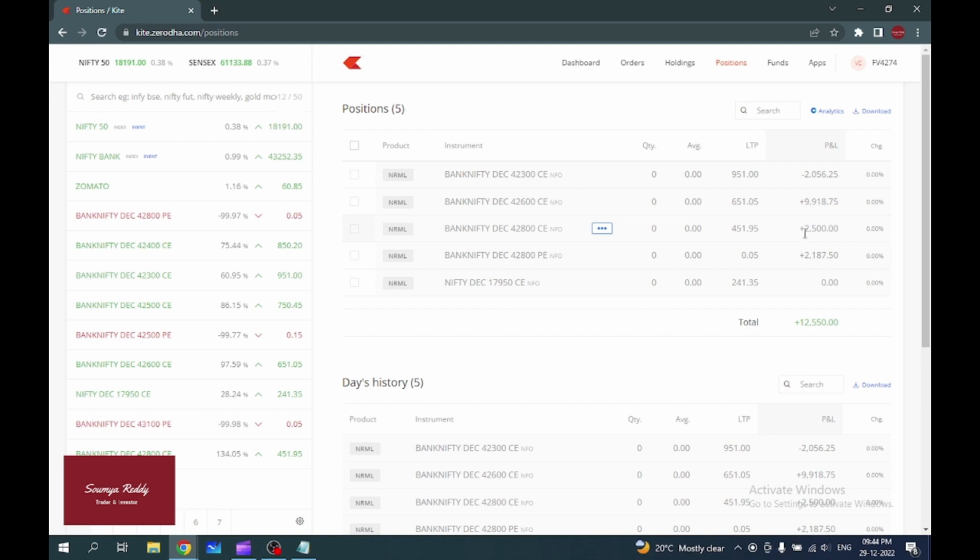So now let's see how I made the last trade for the day. This was a small scalping trade that I took in the second half of the day. The market was completely trying to inch higher and higher. I took a small scalping trade. Let me show you how I took this small scalping trade.